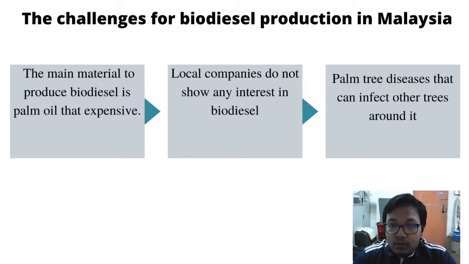And lastly is the palm tree disease that can infect other trees around it. This will affect the production of the raw material, palm oil, and palm oil is the raw material for biodiesel. So both are in high demand in the market, and if this disease does not widely affect the palm trees, there will be no obstacle for the production.